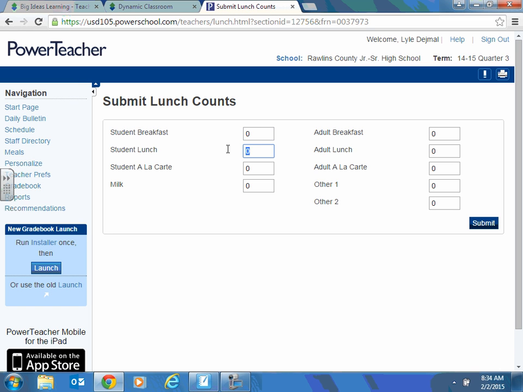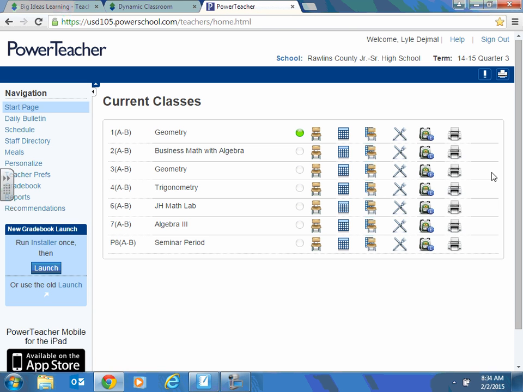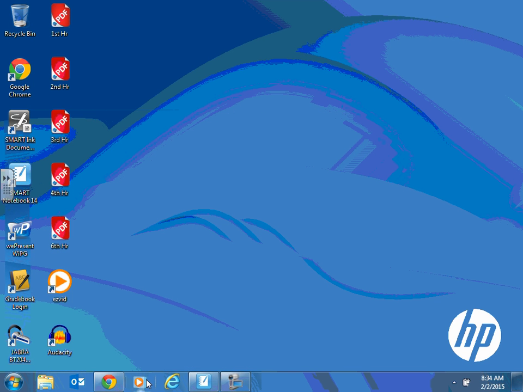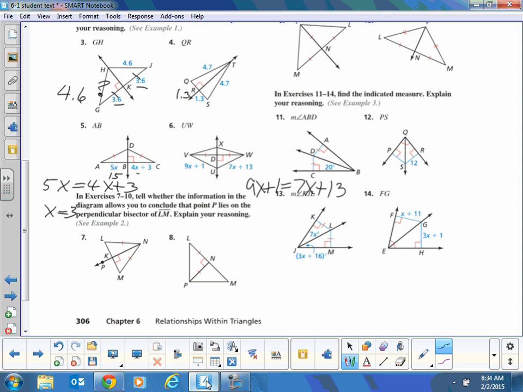And me. And then you get x equals 3. And then you get line AB equals 15, because it says it's right next to the number itself. Okay, what did you get for UW? All right, 55.